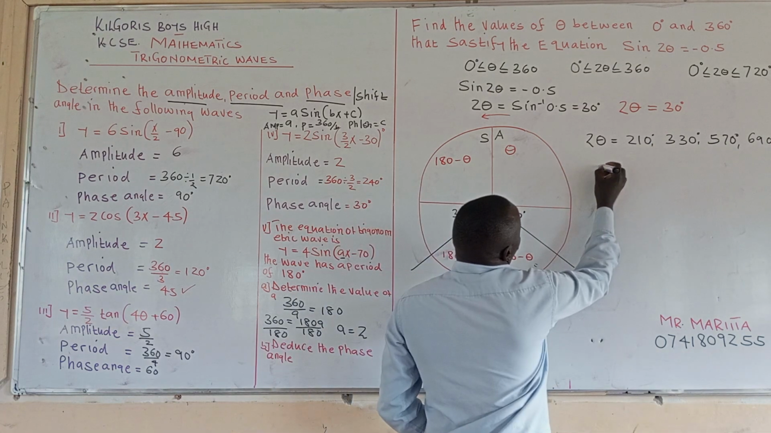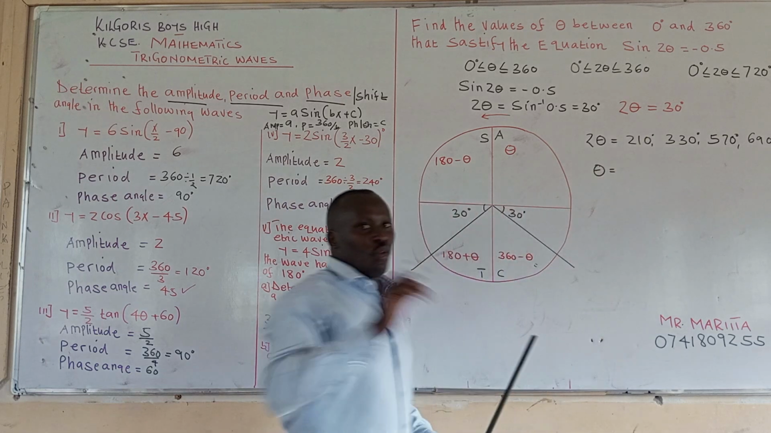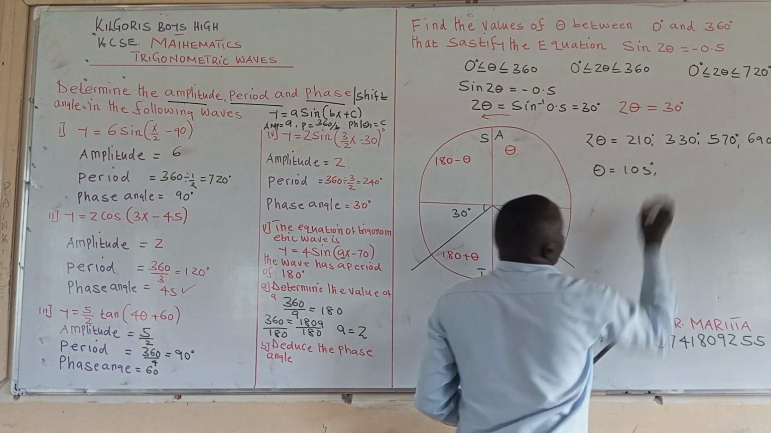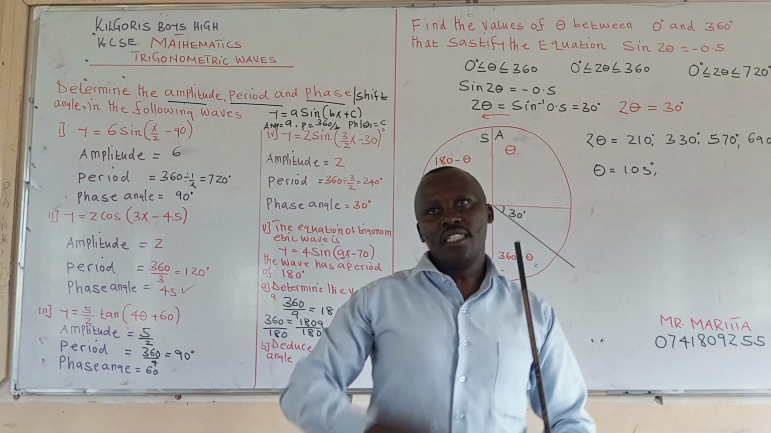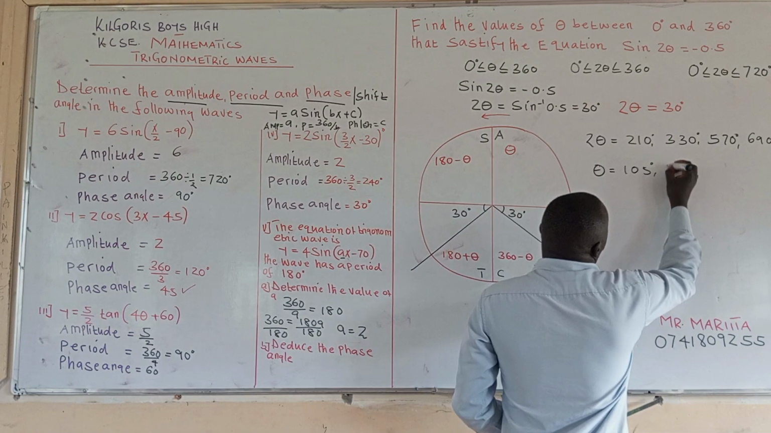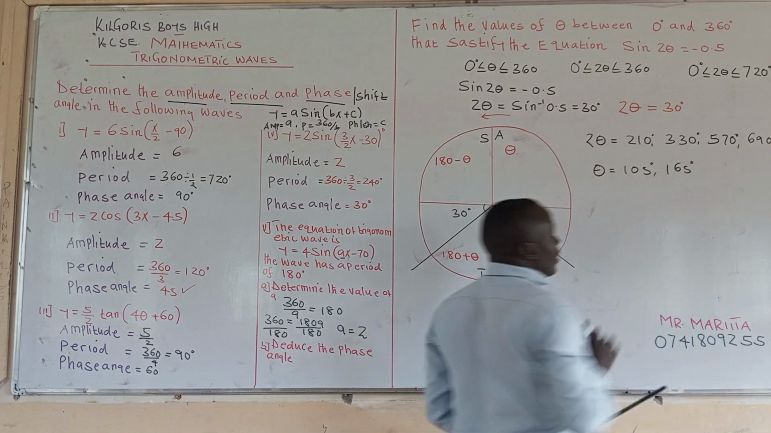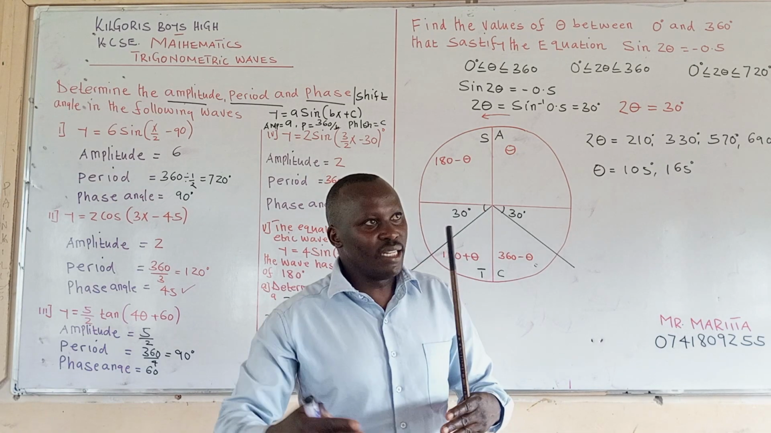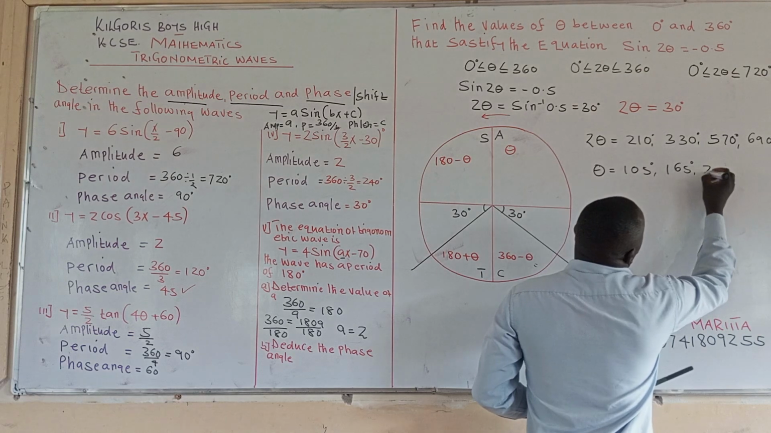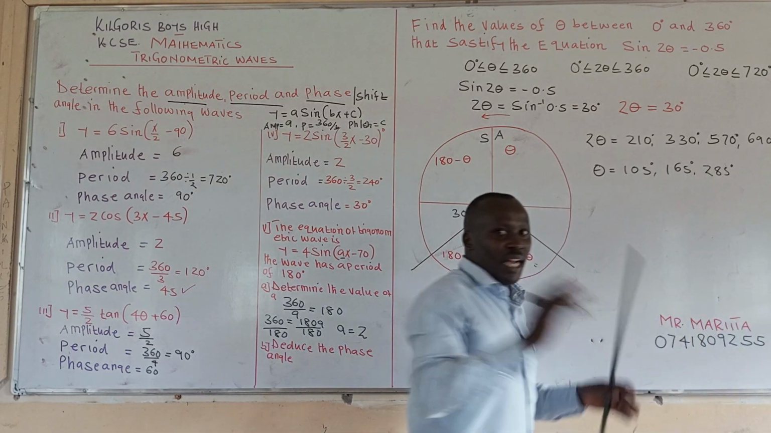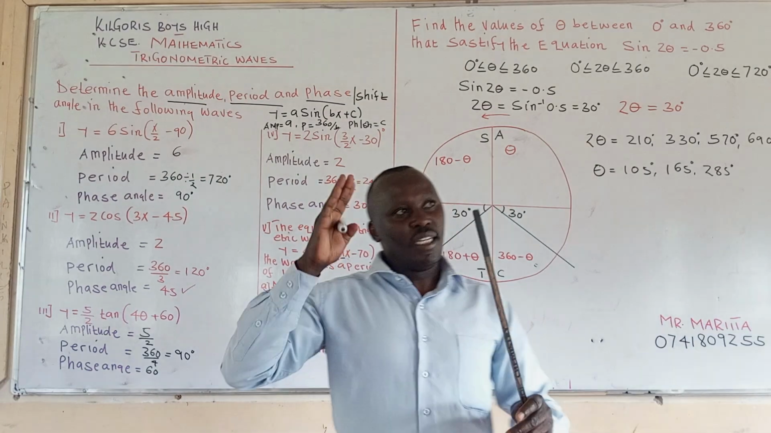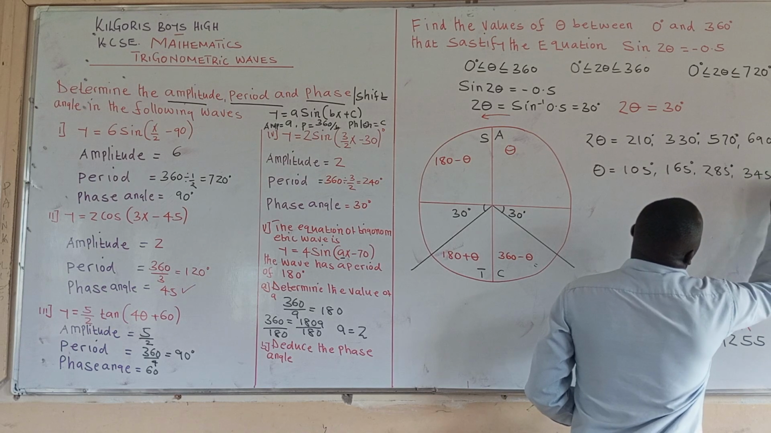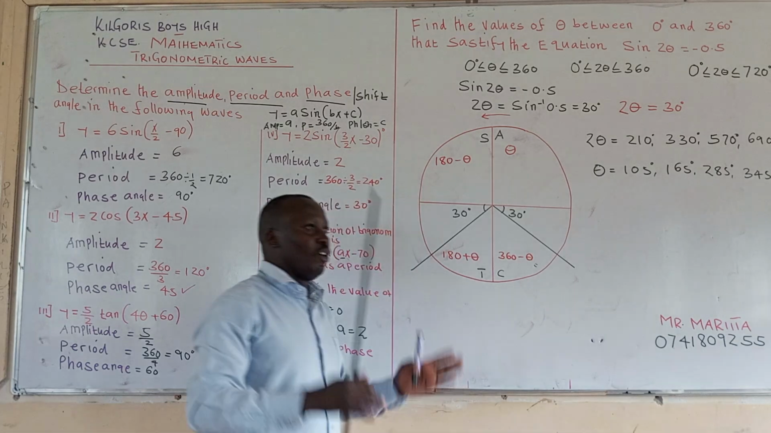So if you divide by 2, we have theta equal to the first one. 210 divided by 2 is giving us our first solution as 105 degrees. We have 330 divided by 2, and this one is giving us 165. Then we have 570 divided by 2 is giving us 285 degrees. Then lastly we have 690 divided by 2 is giving us 345. And those are the solutions for theta.